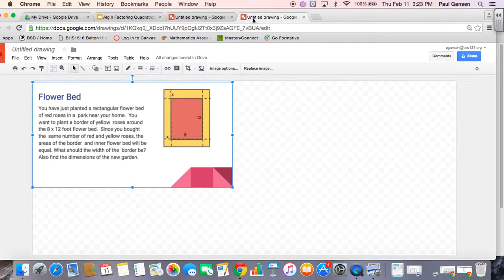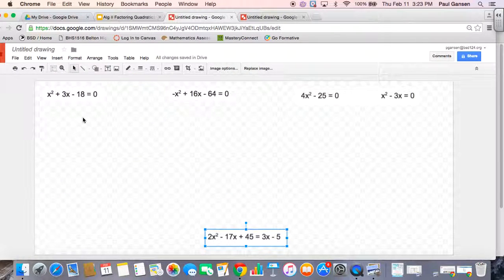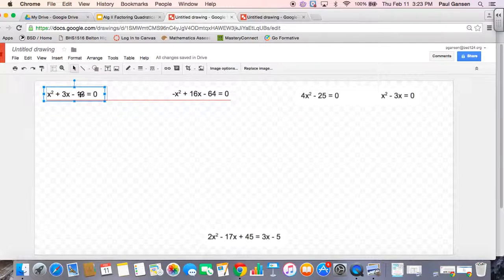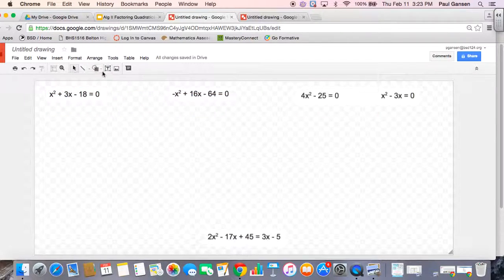So let's go ahead and take a look at some examples. This is the example I want to see here. As we look here, we have x squared plus 3x minus 18 equals 0. Now we're going to factor this. We're going to use what I like to call the basic factoring method, and I'll explain that in just a moment. I've got to get my writing tool set up and ready to go.